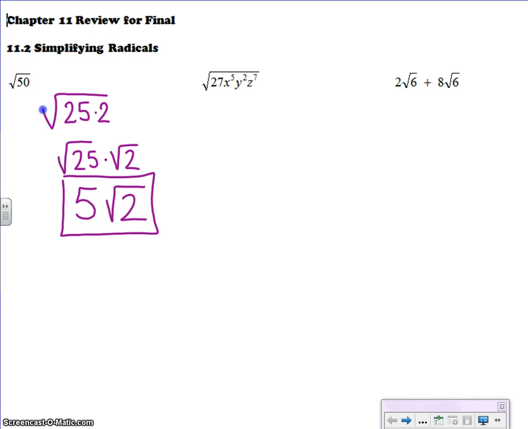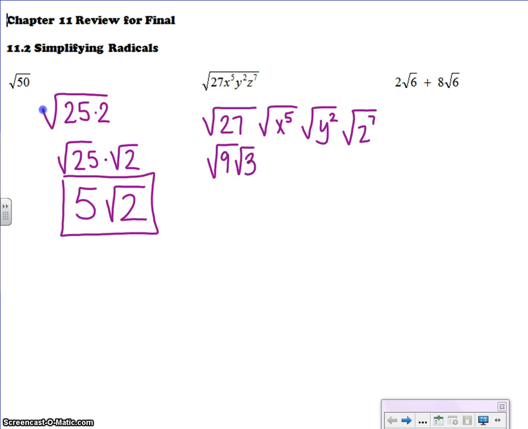Let's go ahead and talk about what happens when we have variables and numbers all underneath. When we have our 4 different things that we're multiplying underneath our radical sign, we're going to break it into the square root of 27, the square root of x to the 5th, the square root of y to the 2nd, and the square root of z to the 7th. You'll remember that we want to break apart each separately and then write them all as one final answer. So the square root of 27, 9 goes into that, so that becomes 9 times 3, and then that's 3 root 3. We can then look at the square root of x to the 5th.